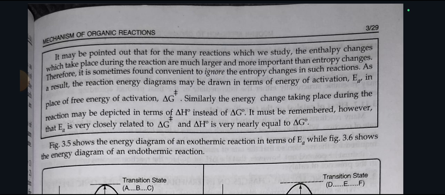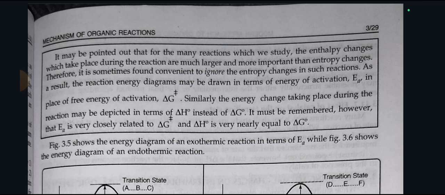It may be pointed out that for many reactions which we study, the enthalpy changes which take place during the reactions are much larger and more important than entropy changes. Therefore, it is sometimes found convenient to ignore the entropy changes in such reactions. As a result, the reaction energy diagrams may be drawn in terms of the energy of activation E_A in place of free energy of activation delta G double dagger. Similarly, the energy changes that take place during the reactions may be depicted in terms of delta H naught instead of delta G naught.